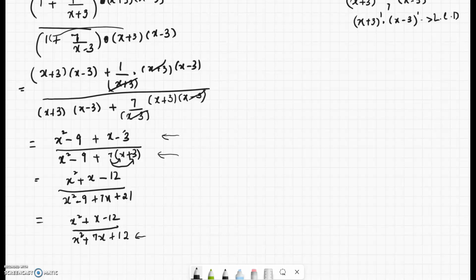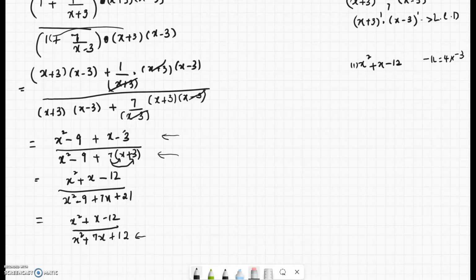So now we need to factor the expressions x squared plus x minus 12. So 1 times negative 12 is negative 12. So that is equal to 4 times negative 3. So that is 4x plus negative 3x.